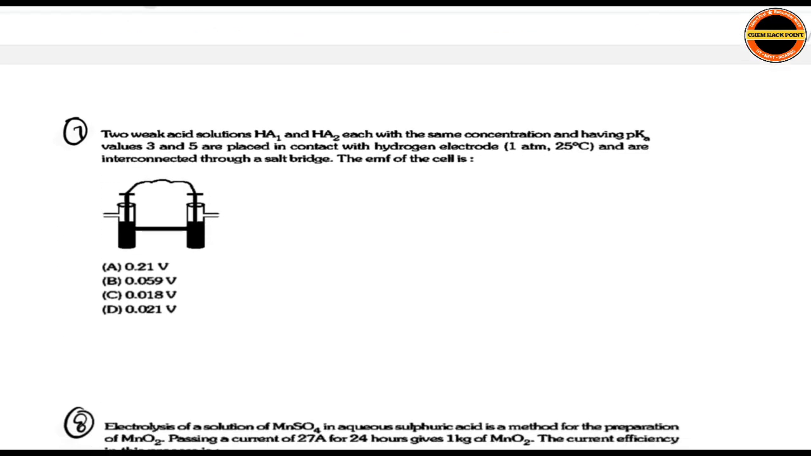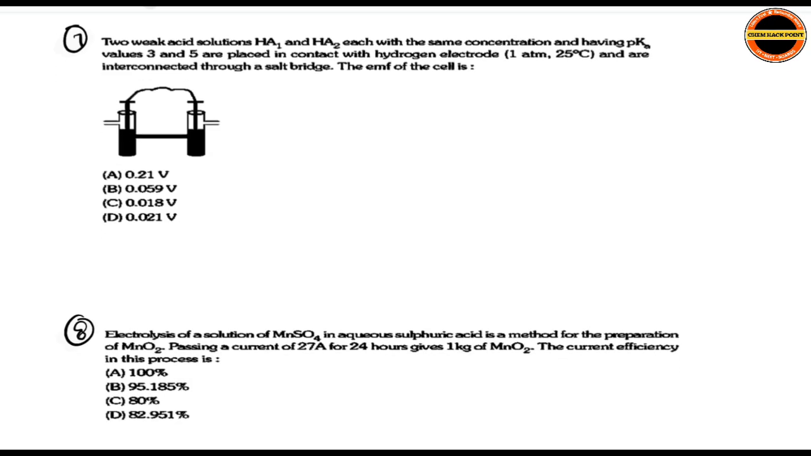Next. See next, two weak acid solutions. Everyone read the question for 2 to 3 seconds. Read once, then you see the solution here. It is a simple question: two weak acids are given with respect to pKa values. Here we know pKa is equal to minus log Ka.